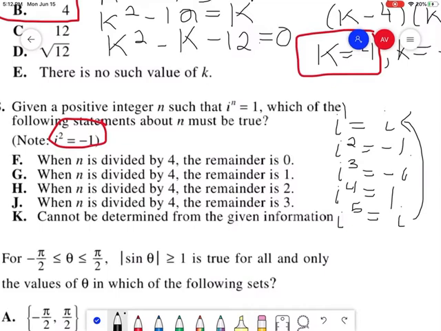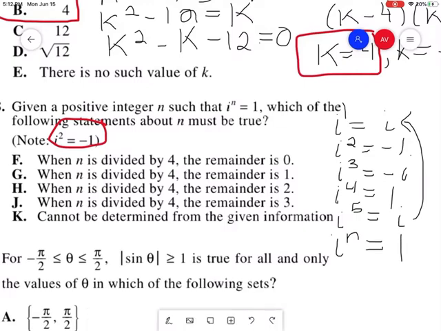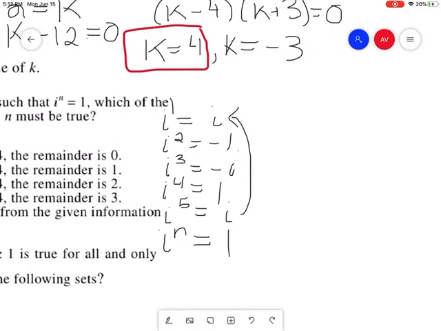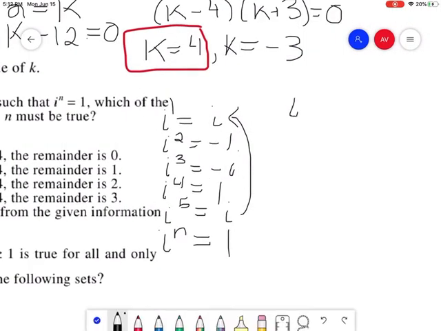So now we have to figure out for what values of n does i to the n equal 1? So from our little chart right here, we see that i to the 4 equals 1. And if we were to keep on going, some other values for which i to the n equals 1 are i to the 4, i to the 8, and basically any value of n which is a multiple of 4.